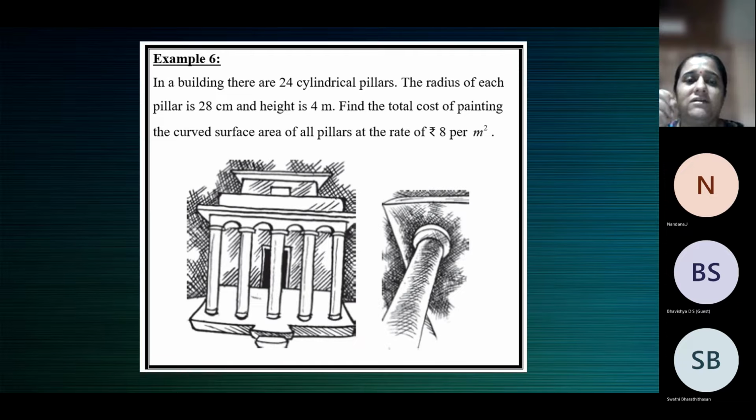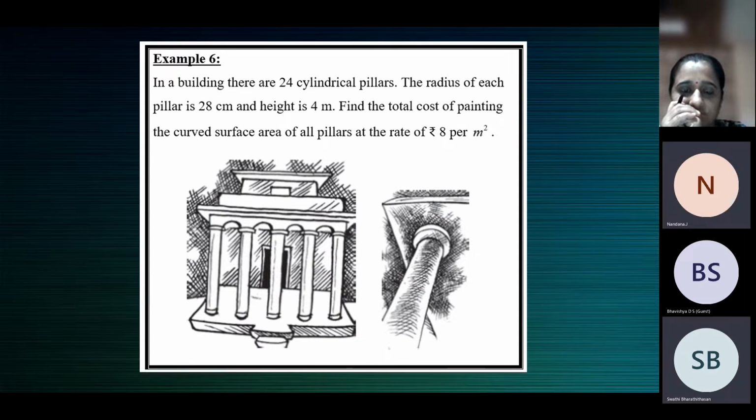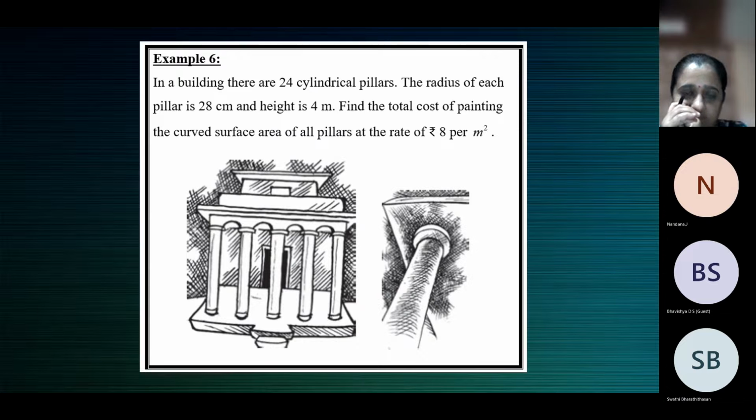So if you have to paint the pillars in a temple, you can paint only the CSA. Yes or no, children? Yes, ma'am. In a temple, the cylindrical pillars, if you have to paint them, only the curved surface area is available to be painted. We want to paint everywhere, but you cannot see the top circle and bottom circle, so you cannot paint them. You can paint only the CSA.